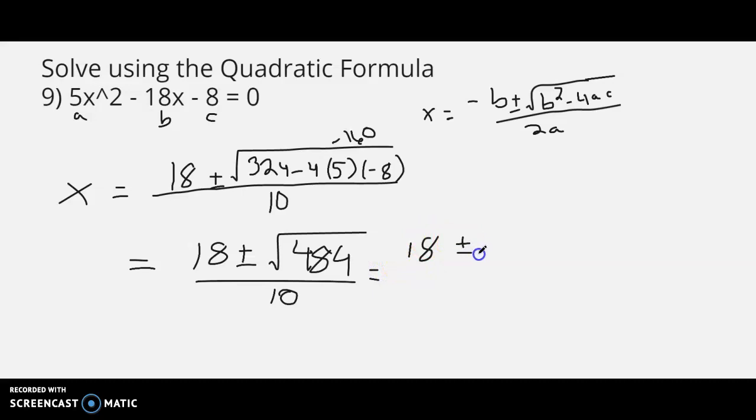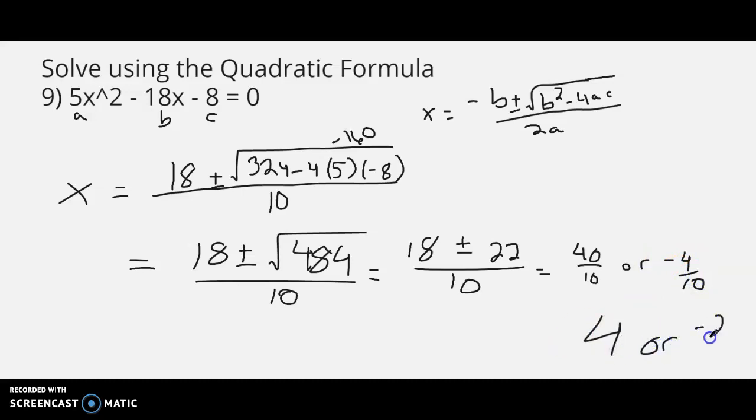18 plus or minus the square root of 484, we say 22, all over 10. 18 plus 22 is 40, so we have 40 over 10. Or 18 minus 22, negative 4 over 10. Reduce those. We have an answer of 4 or negative 2/5. Those are our two values of x.